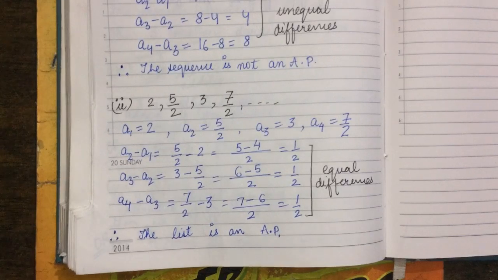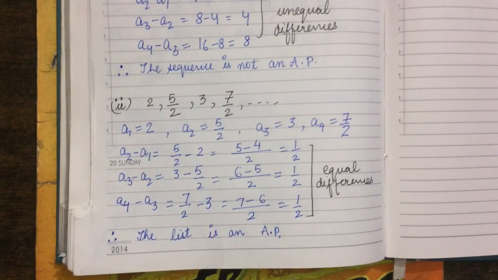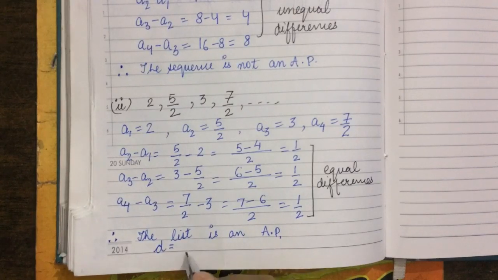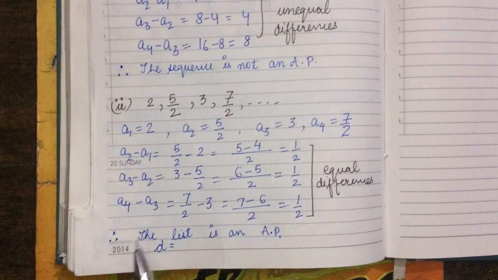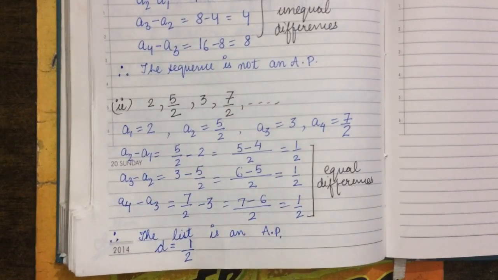This is the answer for the first part, where you had to find out whether the list is an AP or not. If the list is an AP, then we move on to the second part of the question. Write down the common difference. Now the list is an AP. We will write down the common difference. The common difference is this difference that is equal for the consecutive pairs. The common difference here is 1 by 2.